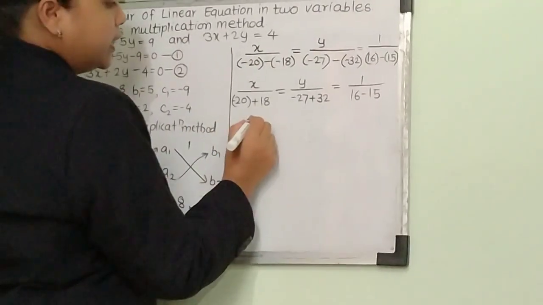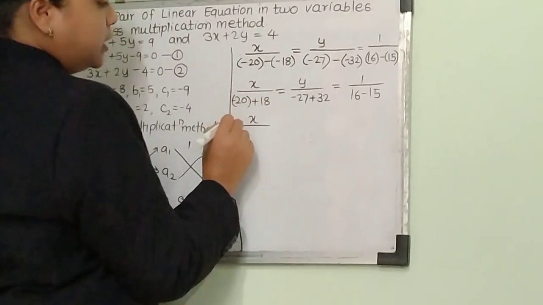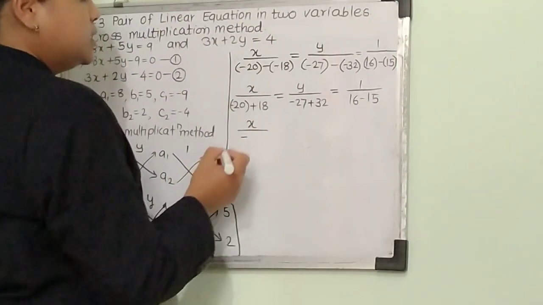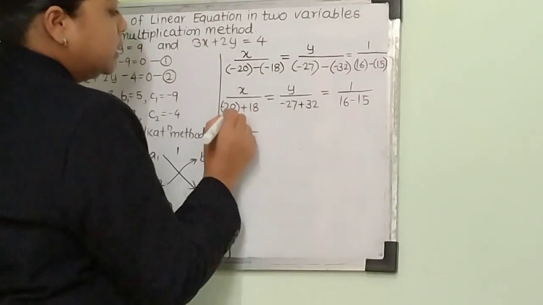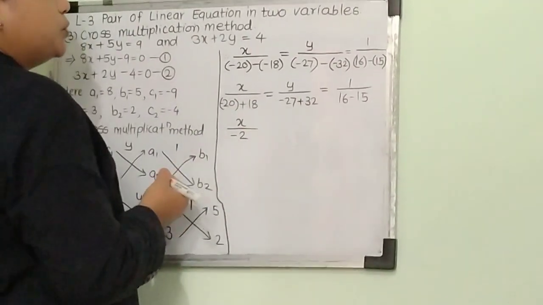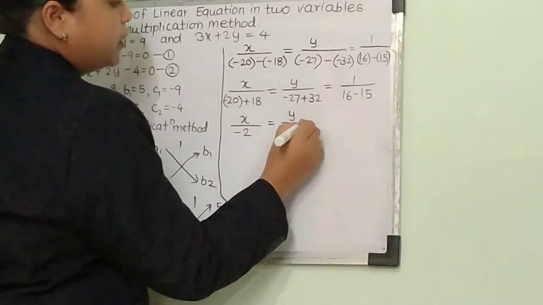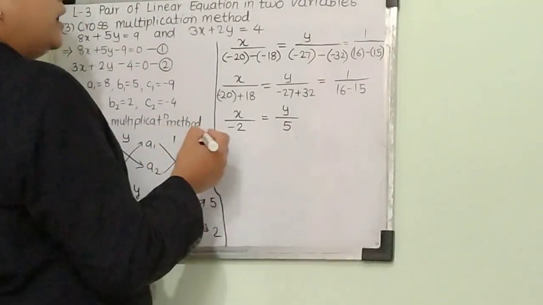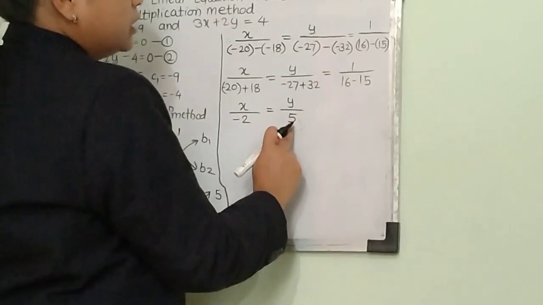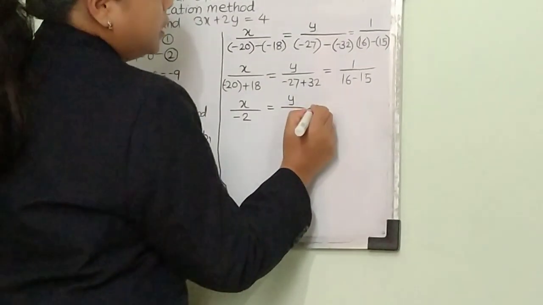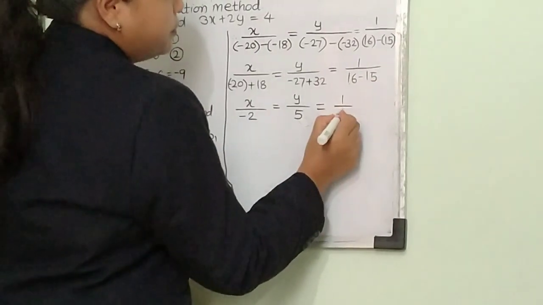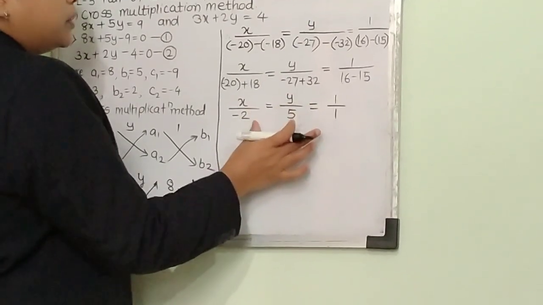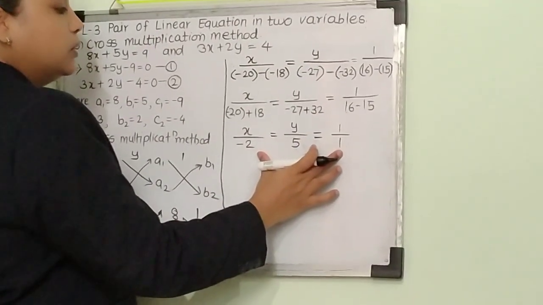So here we get x equals to plus minus minus and sign of bigger number. Here 20 is the bigger number, so sign will come minus. So here we get minus 2 equals to y upon 32 minus 27. Here 5 is left and 32 is the positive, so here 5 also positive, and 1 upon 16 minus 15 will be 1. Now compare these ratios, x upon minus 2 with this constant ratio.